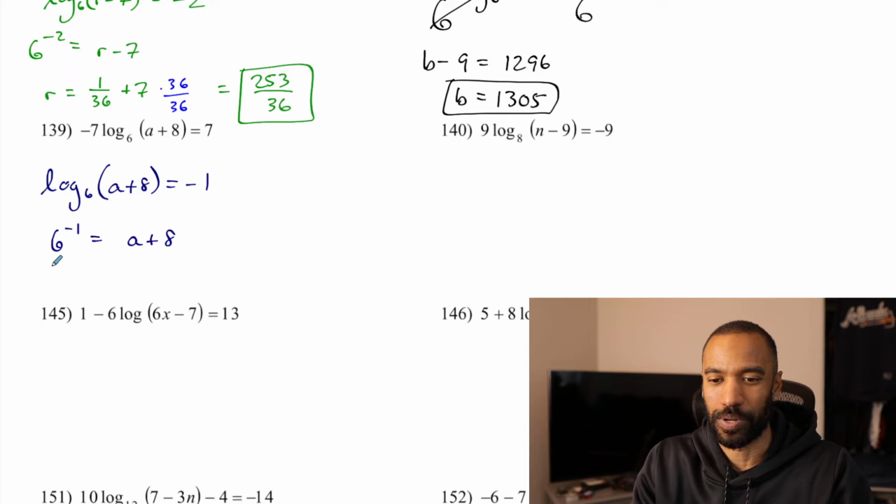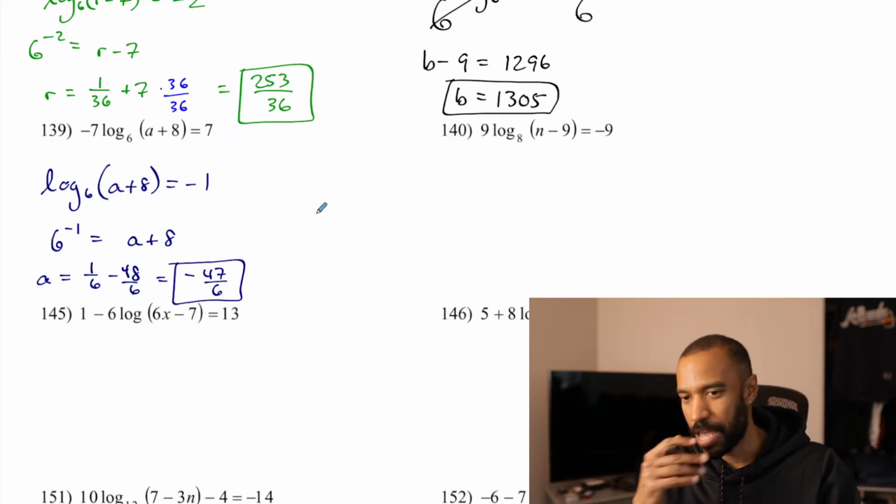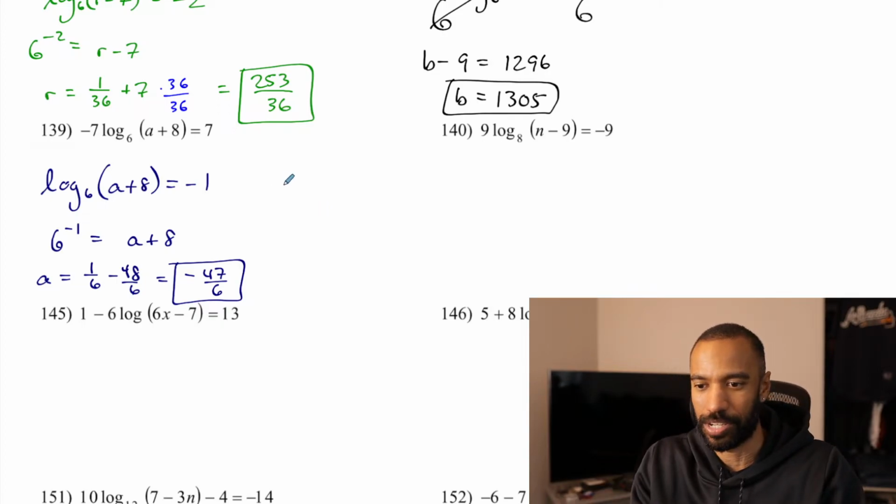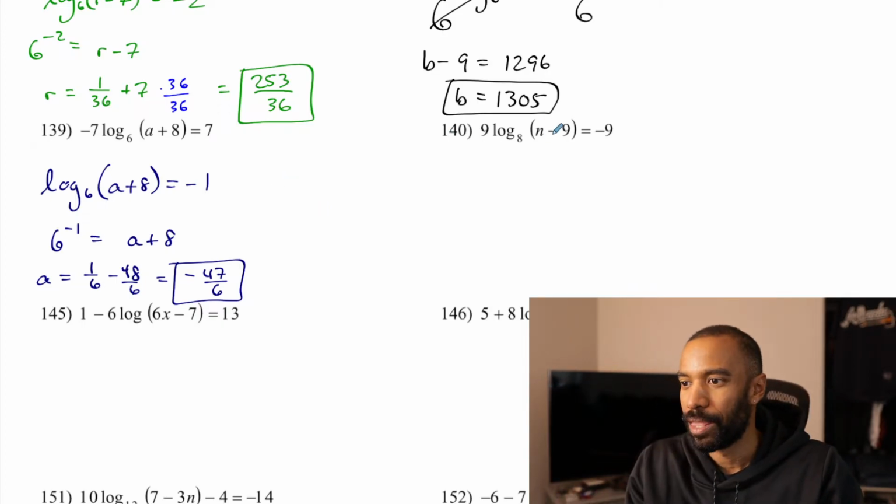6 to the negative first is 1/6. So a is 1/6 minus 8. Now 8 times 6 over 6 is 48 over 6. So that'll be negative 47 over 6. That is the a value that makes that so. Geez, I never would have found that out in my head. A lot of 9s on this one. Number 140.